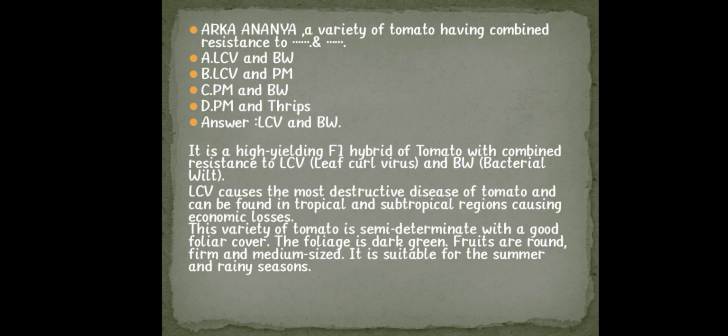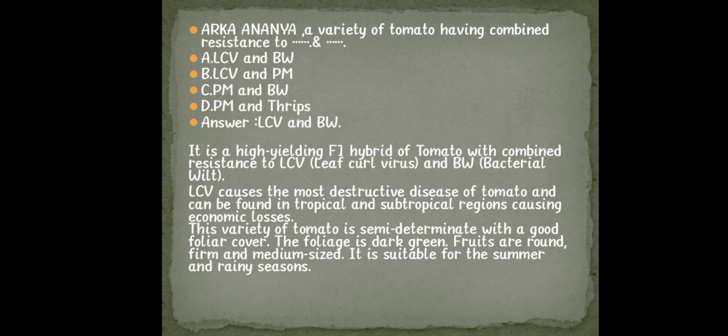The next question: Arka Ananya, a variety of tomato, has combined resistance to ... and ... Here option one is LCV and BW, second LCV and PM, third PM and BW, and fourth PM and thrips. And the answer is LCV and BW, that is leaf curl virus and bacterial wilt.